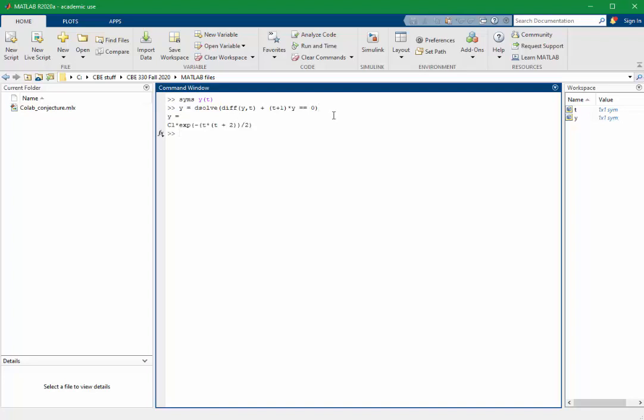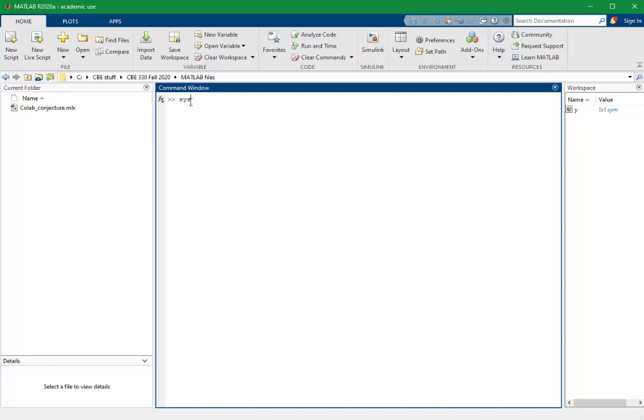MATLAB can solve this ordinary differential equation, and because we did not give MATLAB an initial condition, it results in an arbitrary constant of integration, which MATLAB calls C1. If we had an initial condition, we could then solve for the constant of integration. Alternatively, we can also enter the initial conditions directly into the dsolve command.